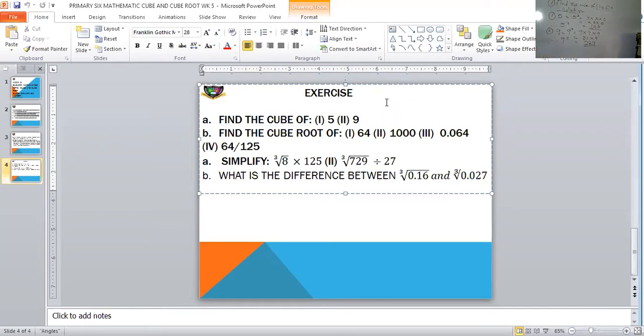All right, let me write that down as I wipe this off. So you're supposed to find the cube root of the following numbers. You have to find: 1, the cube root of 64; 2, the cube root of 1000; third, the cube root of 0.064; and the fourth one, the cube root of 64 over 125.